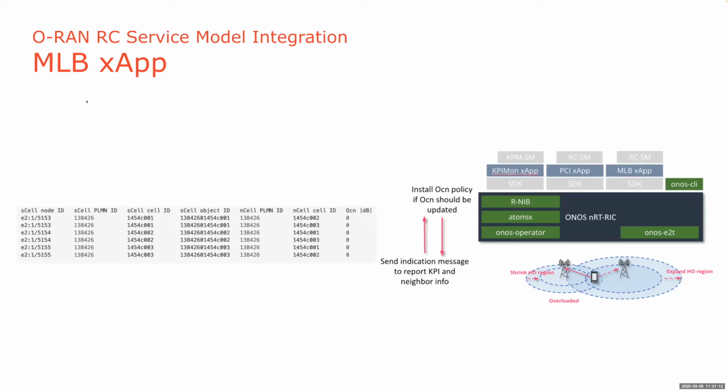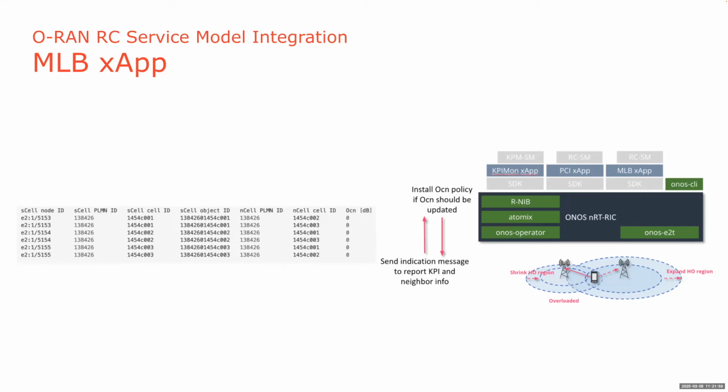And the mobility load balancing xApp has to run along with the KPI Monitor xApp and the PCI-X application. The KPI Monitor xApp monitors the number of UEs per cell, and the MLB-X application uses the number of UEs per cell as a load for each cell. So KPI Mon should monitor how many UEs are connected there. That is the first mandatory point.